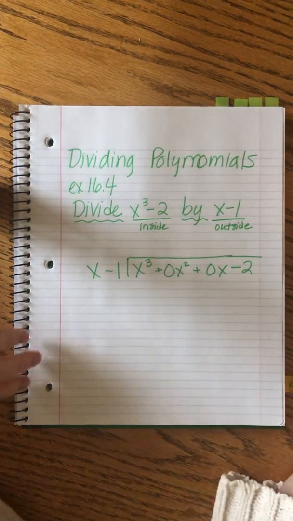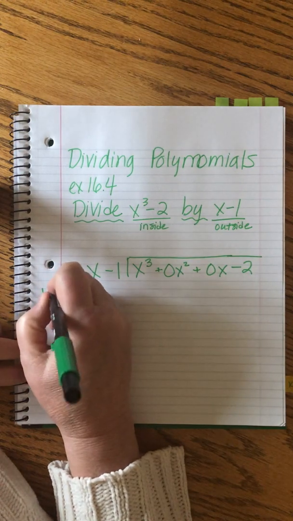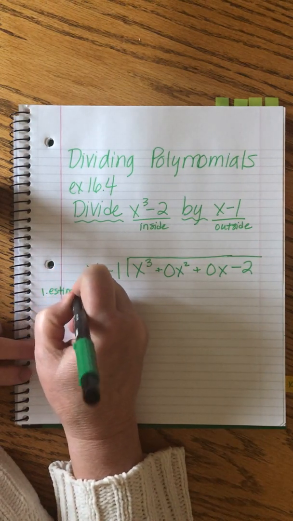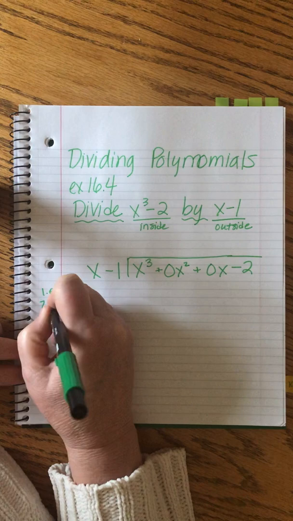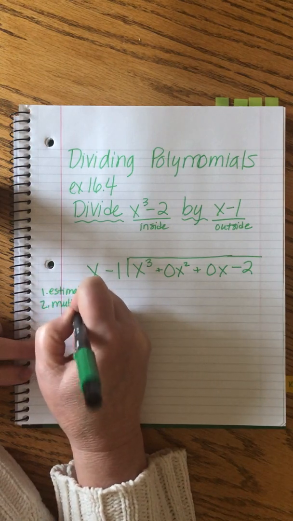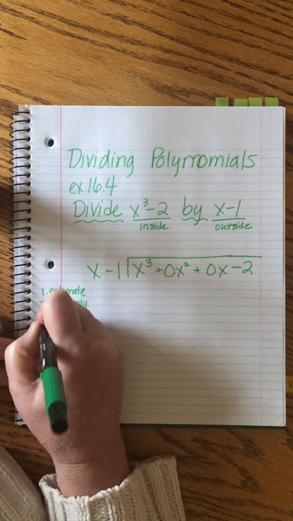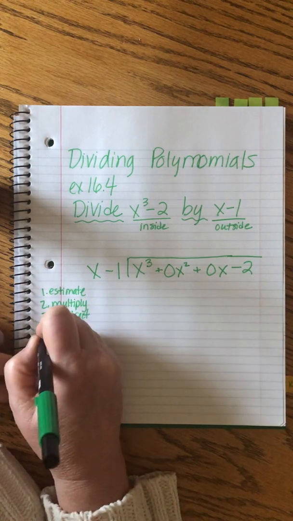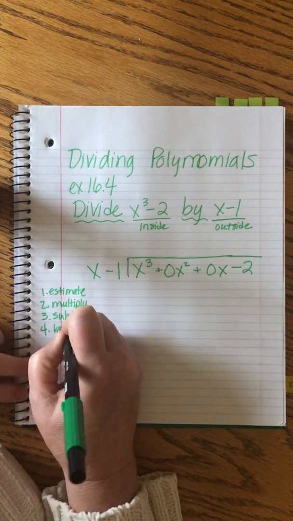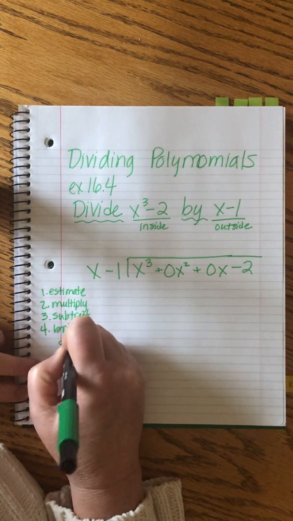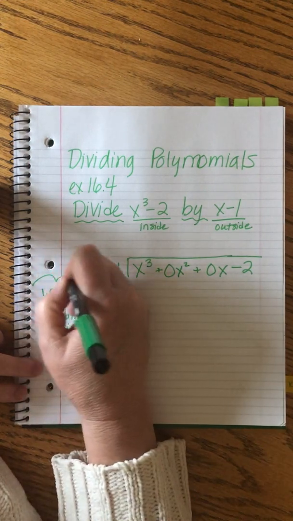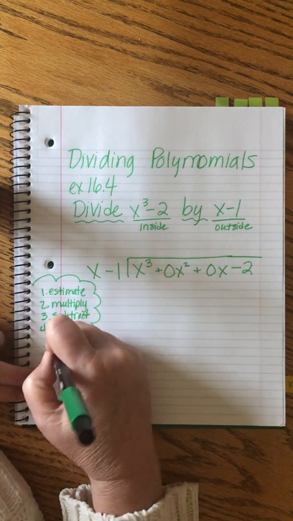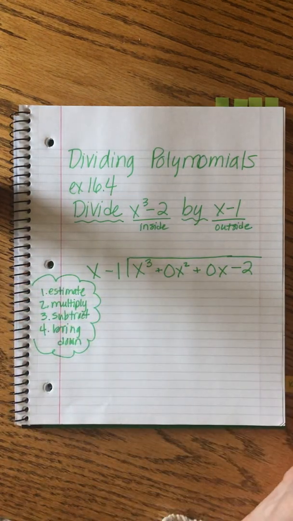Remember that the 4 steps, I'll write them over here, are 1, estimate, 2, multiply, 3, subtract, 4, bring down. When you learned how to do long division in, I don't know, like 4th grade or something like that, these are the very same steps that you use for just ordinary long division.